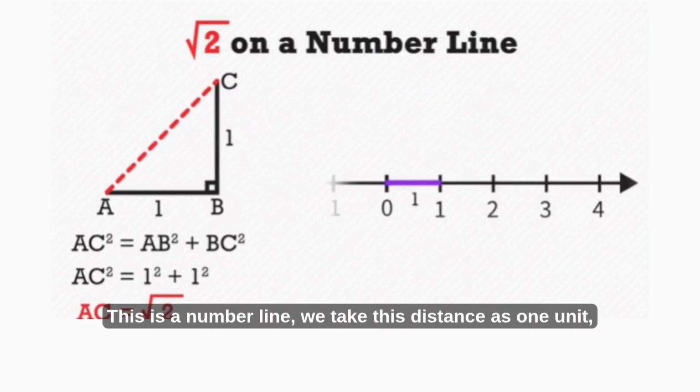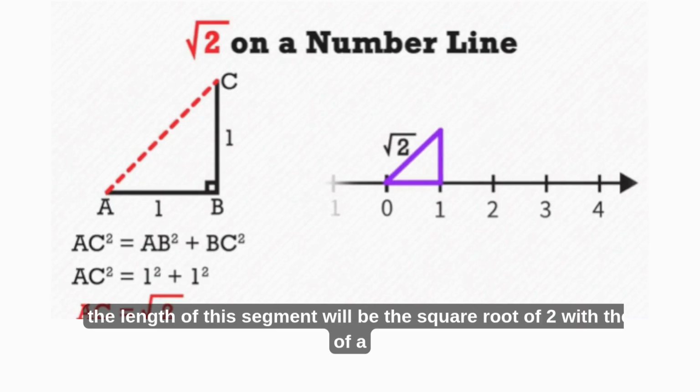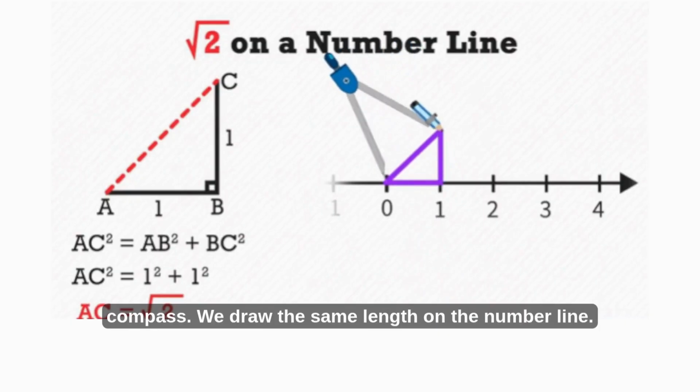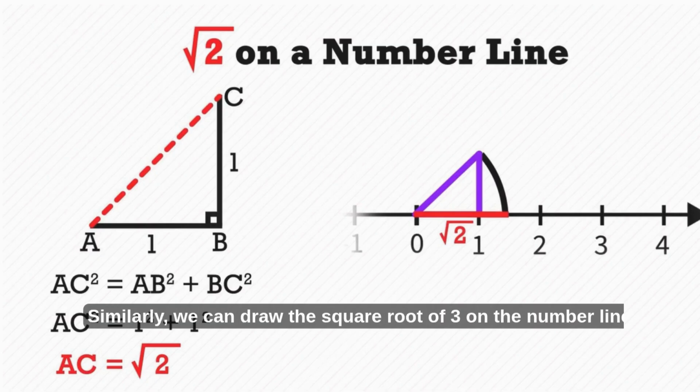This is a number line. We take this distance as 1 unit, as well as this distance as 1 unit. Now the length of this segment will be the square root of 2. With the help of a compass, we draw the same length on the number line, and we will obtain the total length as square root of 2. Similarly, we can draw the square root of 3 on the number line.